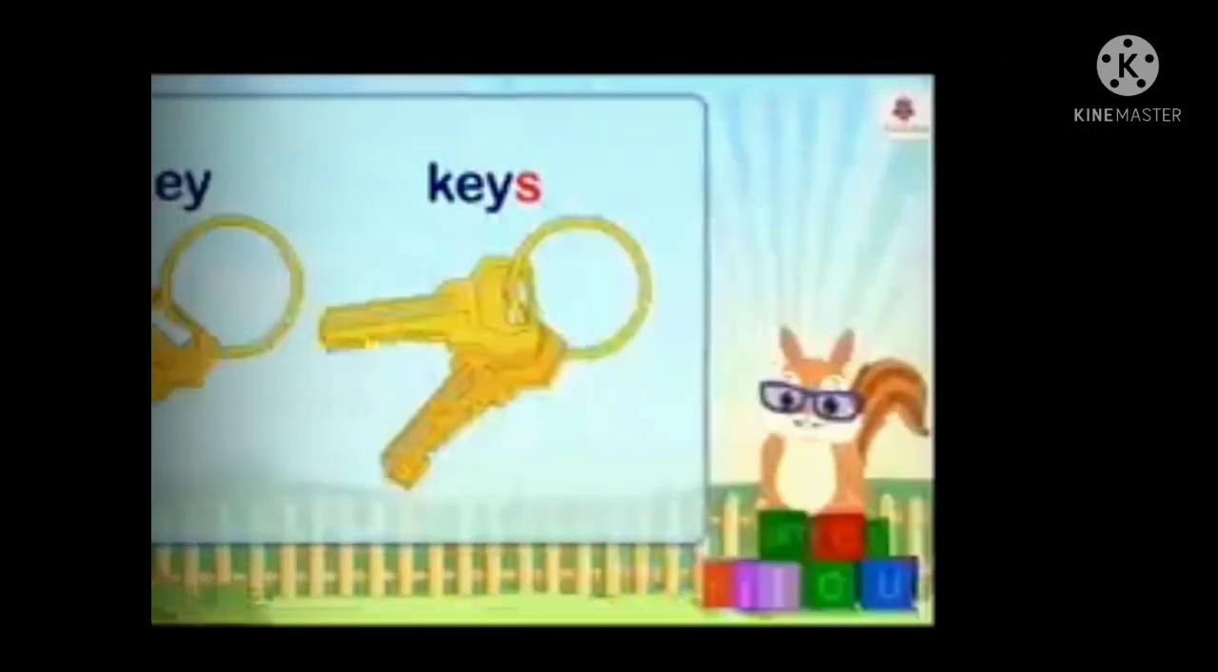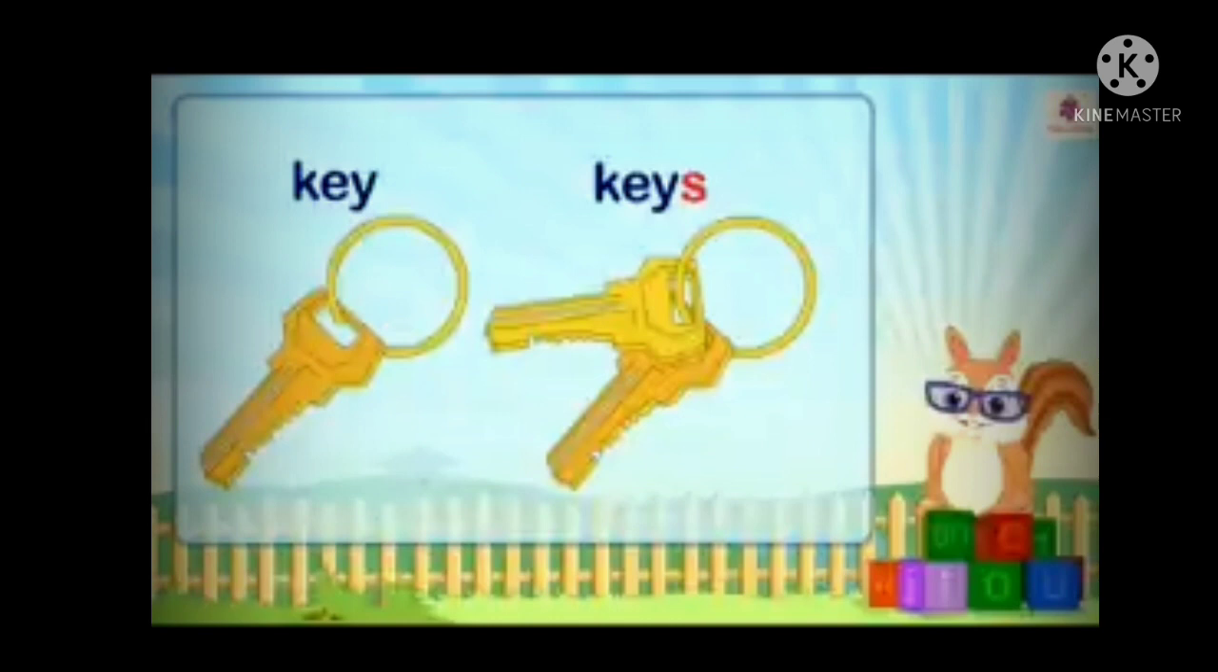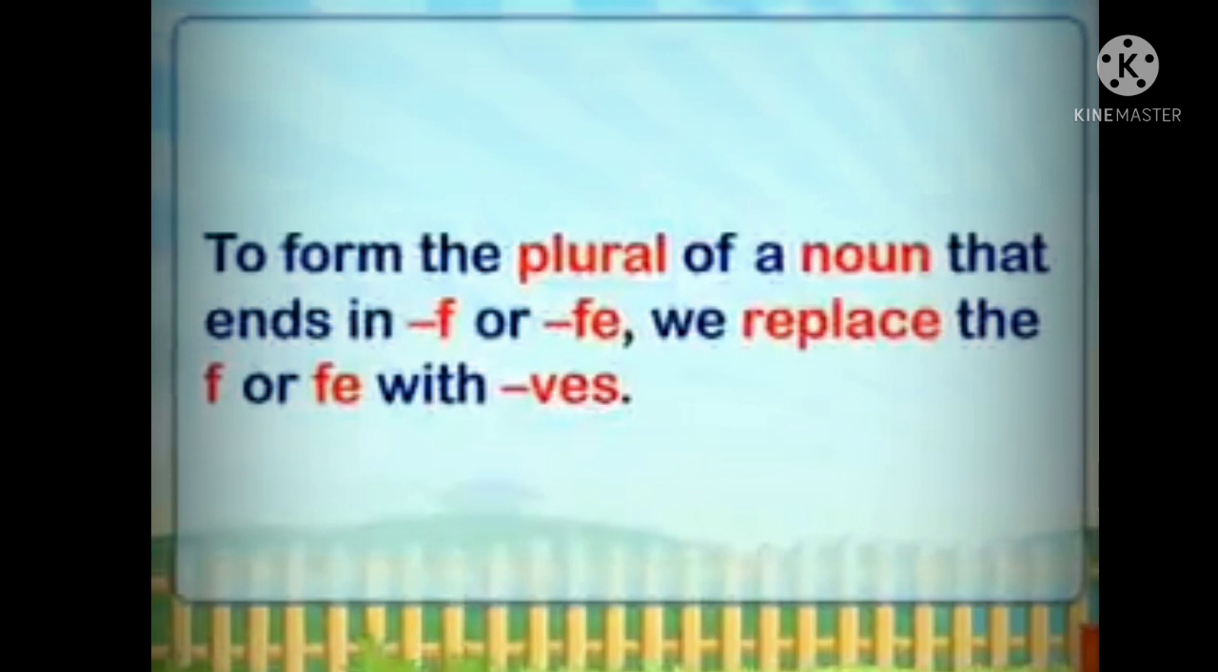Similarly, we will do the next, key. K-E-Y, key. Before y, what is here? E is here and e is also a vowel. So we will not change anything. We will add only s after y to make it plural form. Key and keys. These two rules are very important. If any word ends with y and a vowel is before y, then there is no need to change anything; we just add s at the end of the noun.